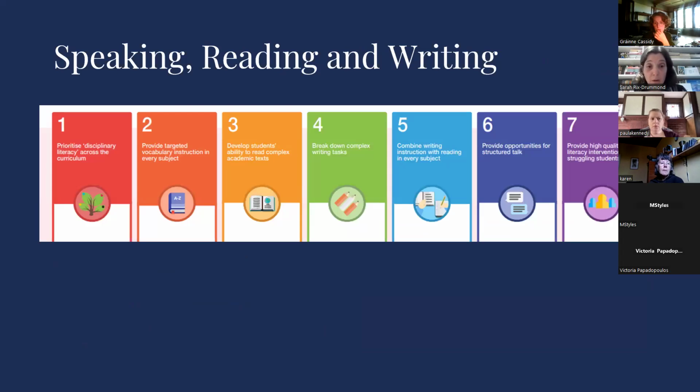The EEF again has done a lot of work on promoting literacy, and it suggests that really the most important thing is opportunities for structured talk, in combination with disciplinary literacy and breaking down complex texts, breaking down complex writing tasks, all these different strands that we use in order to facilitate the development of our students.